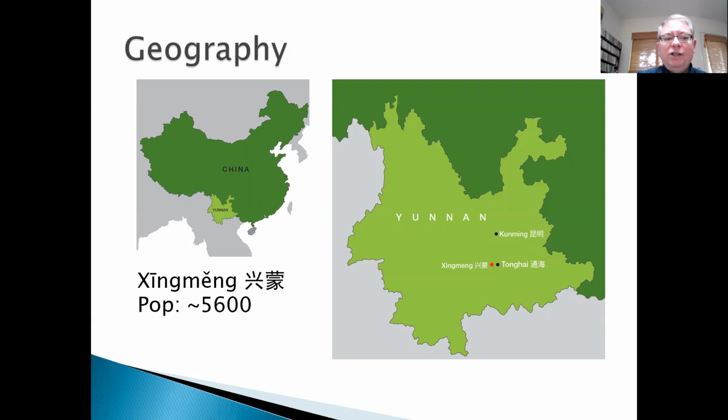The village they live in, Xingmeng, has a population of about 5,600. Xingmeng in Mandarin translates to prosperous Mongol, and that is also a fairly new term that came about after the Chinese Revolution in the 40s. It's located in central Yunnan. It's about 15 minutes away from the county seat of Tonghai and about 4 hours drive south of Kunming, the provincial capital. So again, right in the heart of central Yunnan.